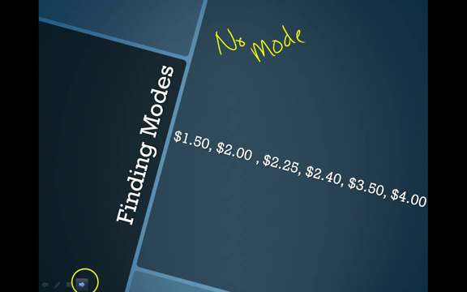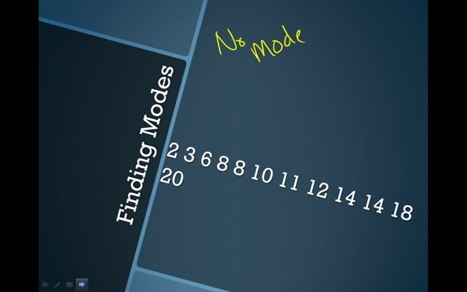Let's look at a different example. How about if we have 2, 3, 6, 8, 8, 10, 11, 12, 14, 14, 18, and 20. We can see here that we have 8 twice and we have 14 twice. That means in that case, 8 and 14 are both my modes. Those are both my modes. How about this last example here?